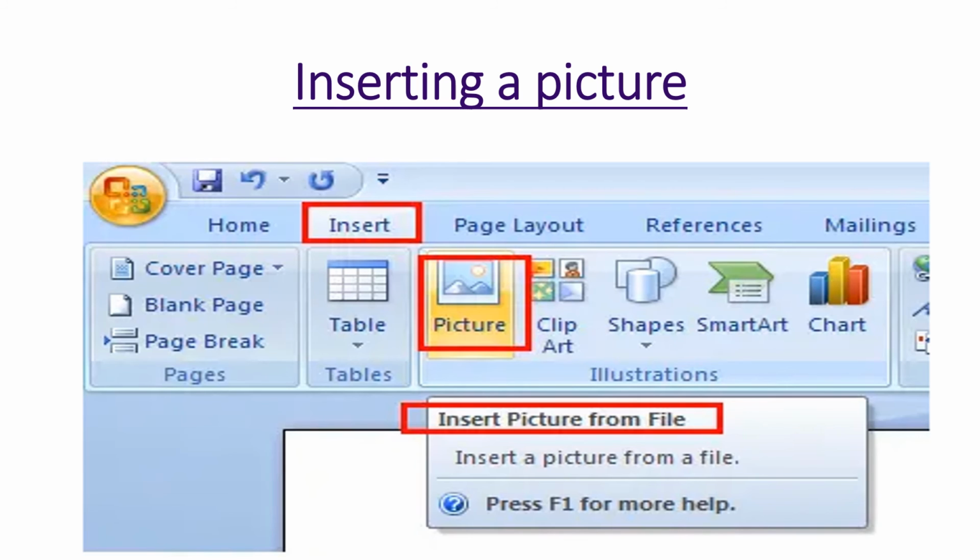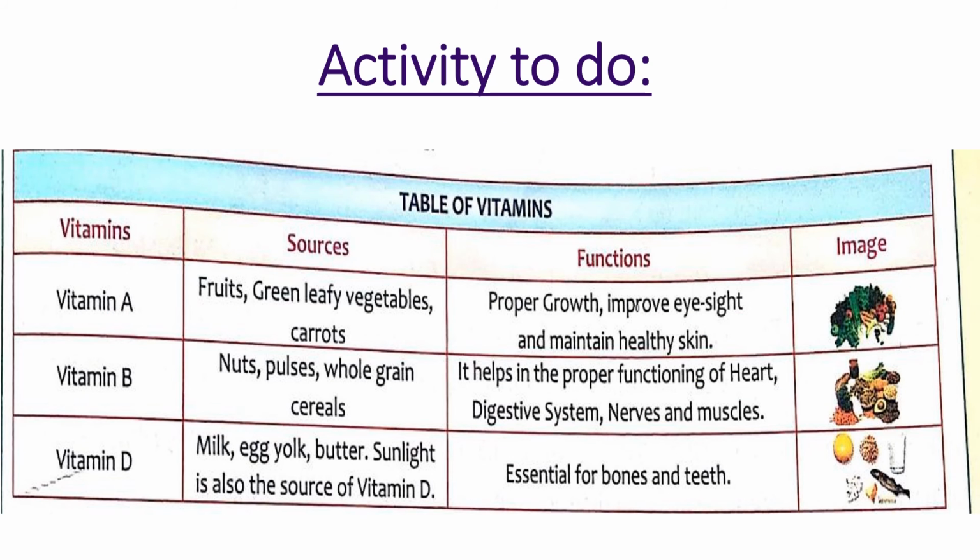Clear? This is the activity you people have to do. For that, you have to open a Word document. Then you will insert a table using the Insert tab. You will define 4 columns and 5 rows for your table. And then you will select the first row and merge the cells. And then you will type the heading, tables of vitamin.